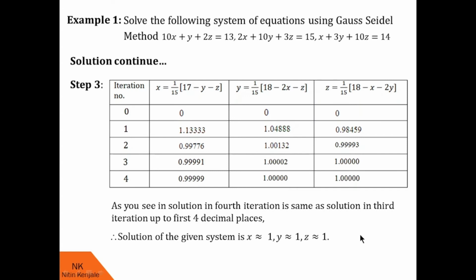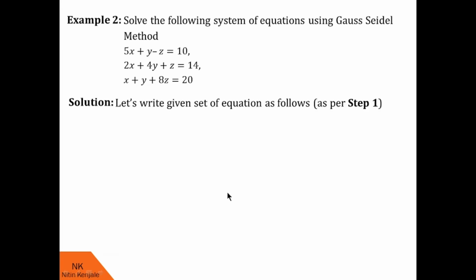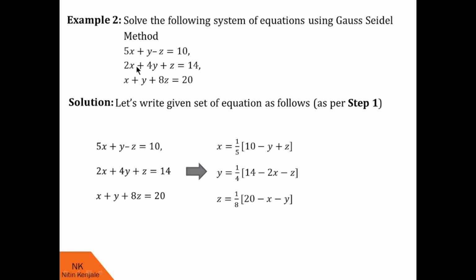Now we go to example number 2. Once again, we are asked to solve this system of equation in 3 variables using Gauss Seidel method. Look at its solution. As per step 1, we have to write x in terms of y and z from this first equation. Then we have to write y in terms of x and z from second equation. And then we have to write z in terms of x and y from third equation. We label these new equations as equation numbers 1, 2 and 3.